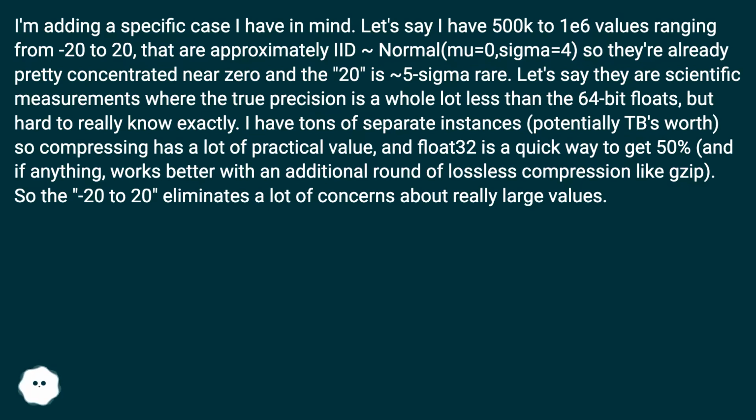I have tons of separate instances, potentially TBs worth, so compressing has a lot of practical value, and float32 is a quick way to get 50%, and if anything, works better with an additional round of lossless compression like gzip. So the -20 to 20 eliminates a lot of concerns about really large values.